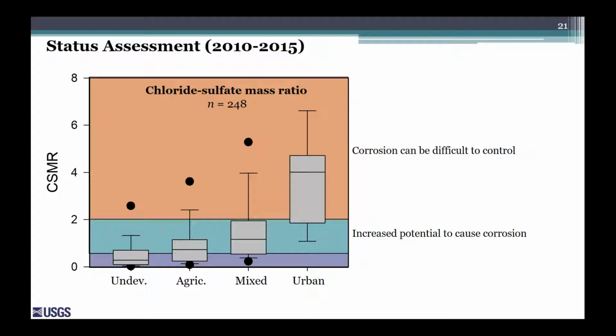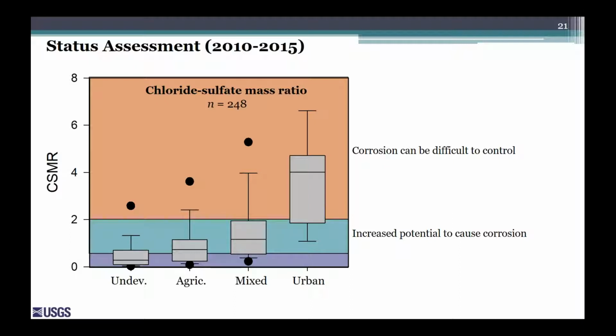Now we're looking here at the status assessment, and this is pertaining to a much larger number of sites. This is up to about 250 sites around the country. And again, we're breaking the sites into different land use categories, and I'm expressing the central tendency of the chloride to sulfate mass ratio within those different land use categories.